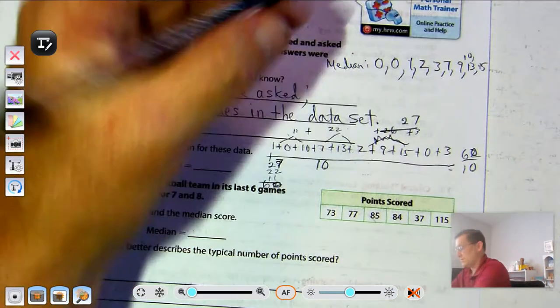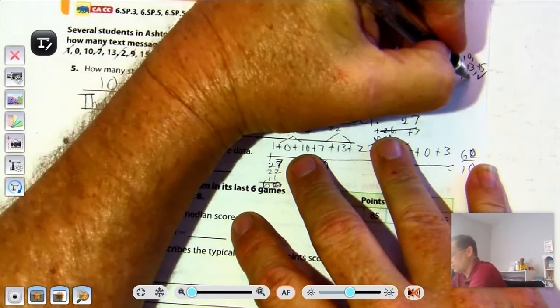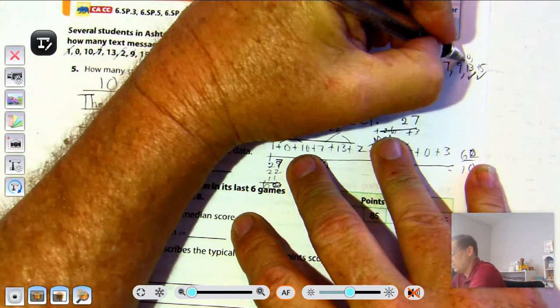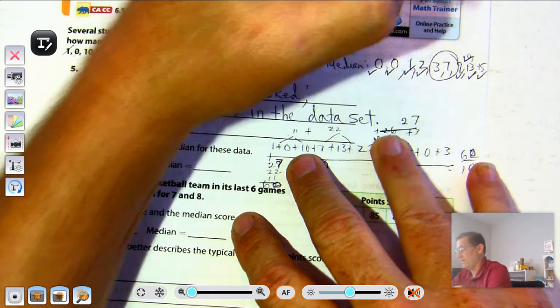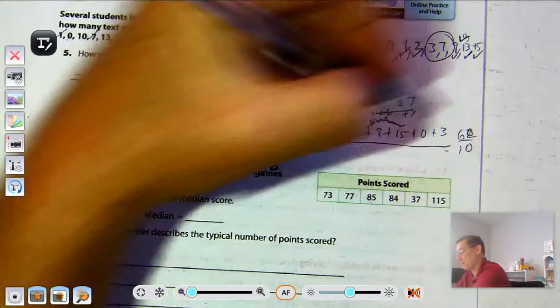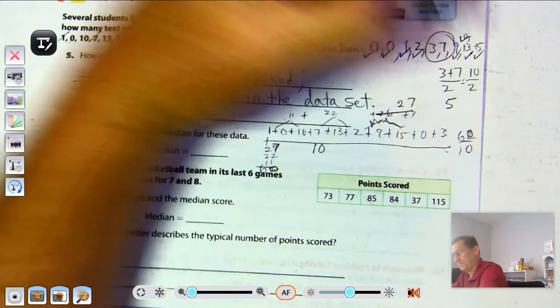All right. So work our way towards the middle. Cross off 15 and the 0. Cross off 13 and the 0. Cross off 10 and the 1. Cross off 9 and the 2. And we're left with 3 plus 7. So the median is 5.